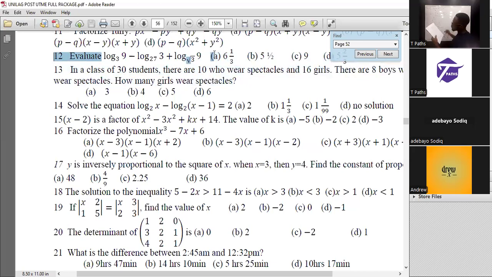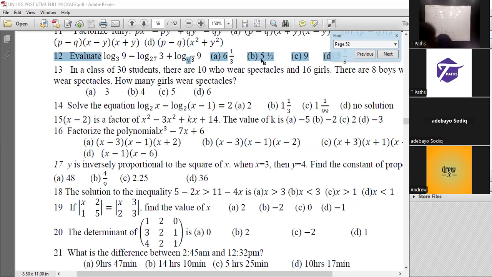Now, what do we have for question 12? We have logarithm of 9 base 3, minus logarithm of 3 base 27, plus logarithm of 9 to root 3. This problem is saying I should evaluate.